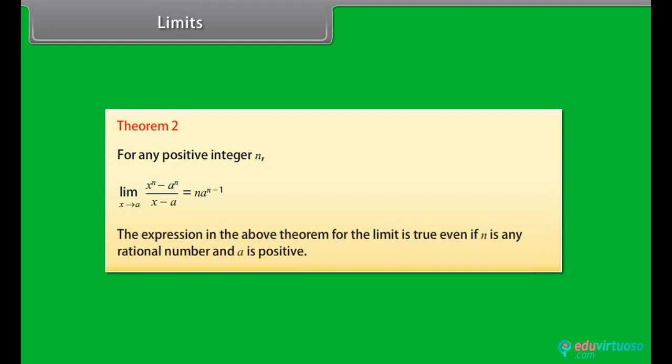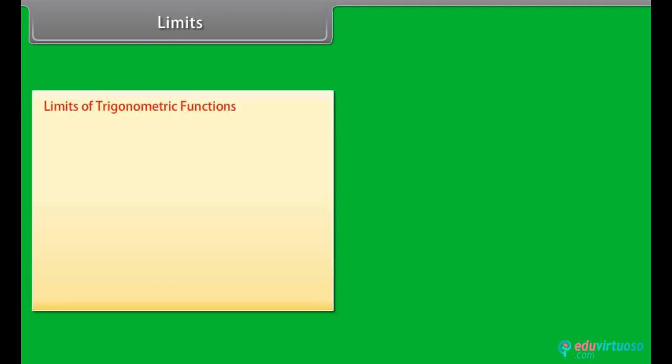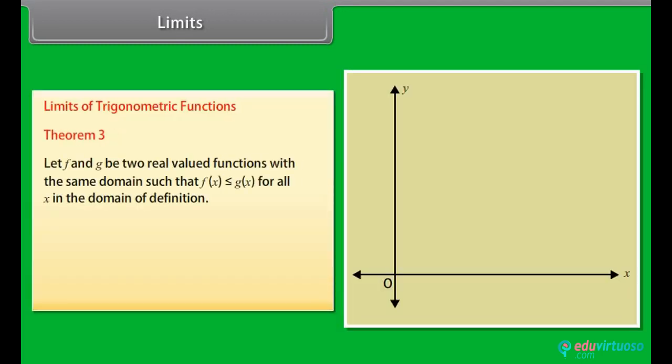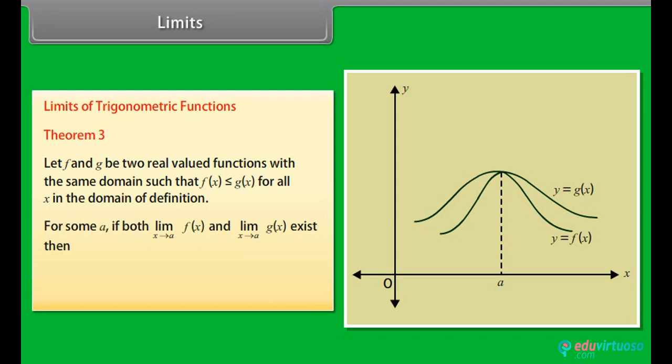The expression in the above theorem for the limit is true even if n is any rational number and a is positive. Limits of trigonometric functions. Theorem 3. Let f and g be two real valued functions with the same domain such that f(x) is less than or equal to g(x) for all x in the domain of definition. For some a, if both limit x tends to a of f(x) and limit x tends to a of g(x) exist, then limit x tends to a of f(x) is less than or equal to limit x tends to a of g(x).